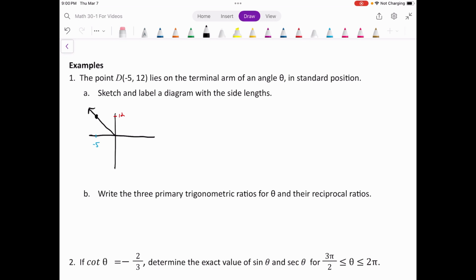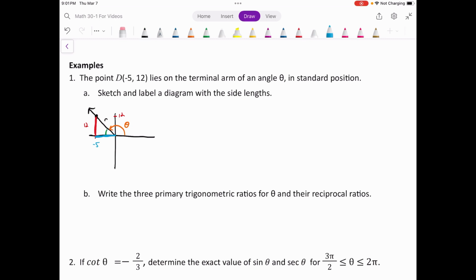Okay, so sketch and label a diagram with the side lengths. We can see our angle, the theta itself, looks something like that, right? Our reference angle would be this here, and we've got our opposite, our y, we know it's 12. We've got our r, and we've got our x that we now know is what? How big is x? Yeah, it's 5 units long, and the x value itself is -5. So it wants us to sketch a diagram and label with the side lengths. 2 out of 3 already done just by knowing the coordinates of a point on the terminal arm.